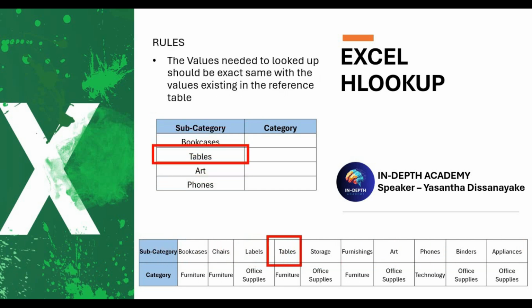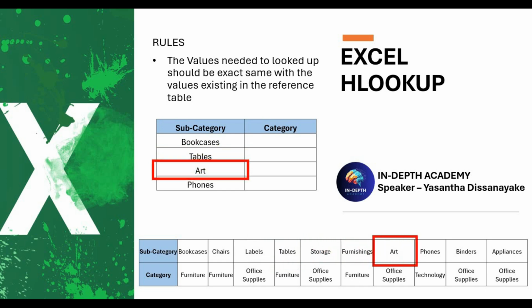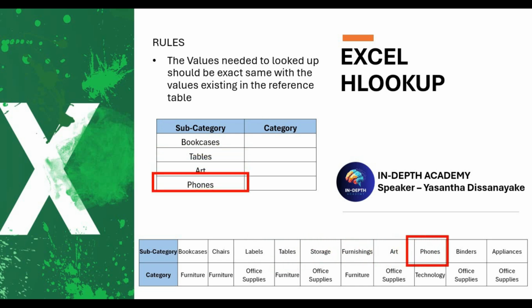The next rule is that the values to be looked up should be exactly the same as the values existing in the reference table. As you can see, all of these subcategory values in the base table are the same as in the reference table. If there is any kind of difference in between, you won't be able to look up the proper values from the reference table.